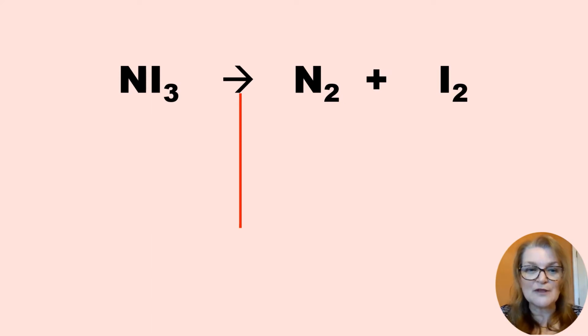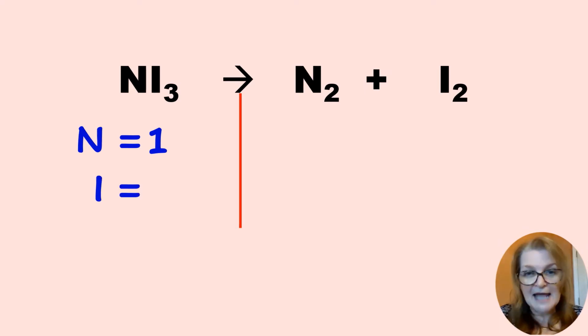And looking from left to right, the first element we come to is nitrogen. So we're going to write down N for nitrogen. And because it has no coefficient and no subscript, it's understood that there's only one. We're going to write down I, and it has a subscript of 3, so we're going to list that in our inventory as well.